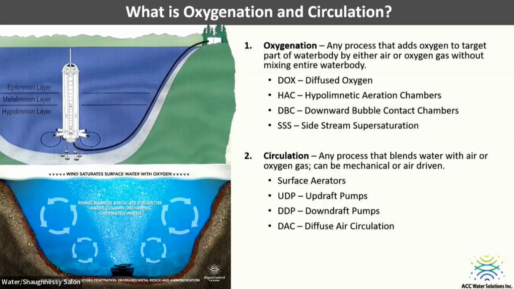Circulation is any process that blends water with air or oxygen gas, and can be mechanical or air driven. Basically, surface aerators and updraft pumps: you are trying to add oxygen into your stormwater or raw water pond or any kind of water body by just using regular atmospheric air, like updraft pumps, downdraft pumps, and diffuse air circulation.